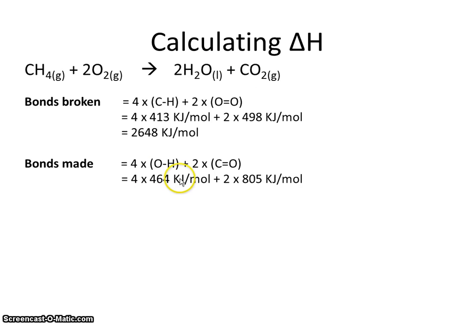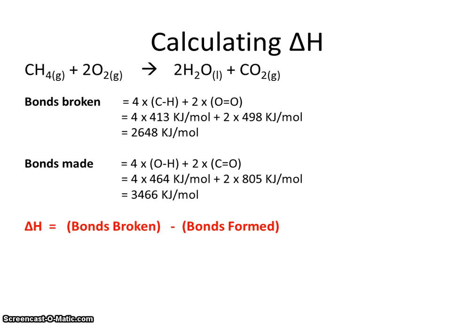Again, we'd have to look up these values for the bond energy of an OH bond and a bond energy for a CO double bond. And we see this much energy would be released when the new bonds are formed. So we plug those into our equation, and we get a total of negative 818 kilojoules per mole.